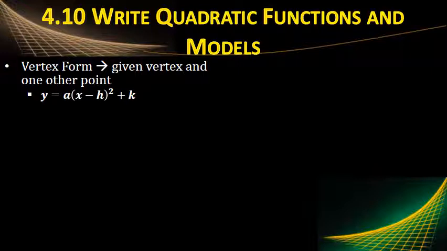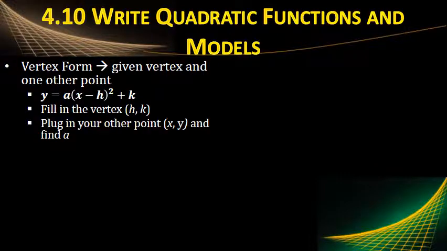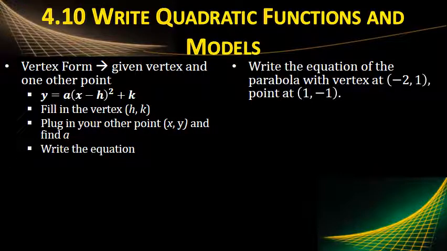This is vertex form. Remember, the vertex is (h, k). So you can fill in whatever your vertex is for h and k. Take your other point and plug it in for x and y. Now that you filled in everything except for a, you can solve for a. Then you'll write your equation. For example, write the equation of a parabola with vertex (-2, 1) and point (1, -1).